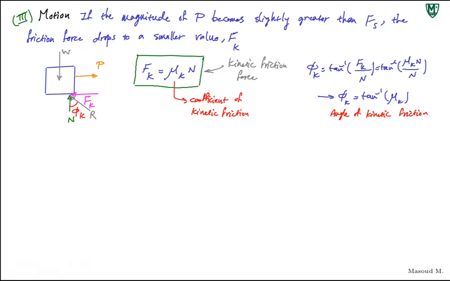Now, typically what you can do, and it's a safe assumption to make, is that the value of mu k, the coefficient of kinetic friction, is about 25% smaller than the value of mu s, or coefficient of static friction. So if you know mu s, it's usually a safe assumption to make. Let's say you're designing some system and you want to know the kinetic friction force. You know mu s, you can just take mu k 25% less than mu s, and that'll work.